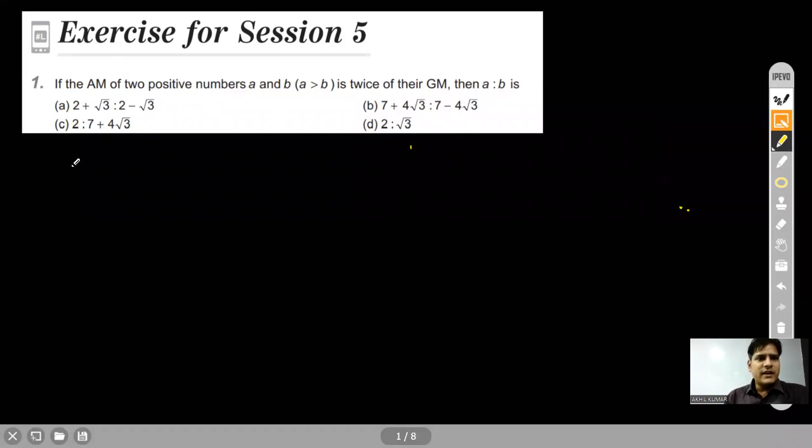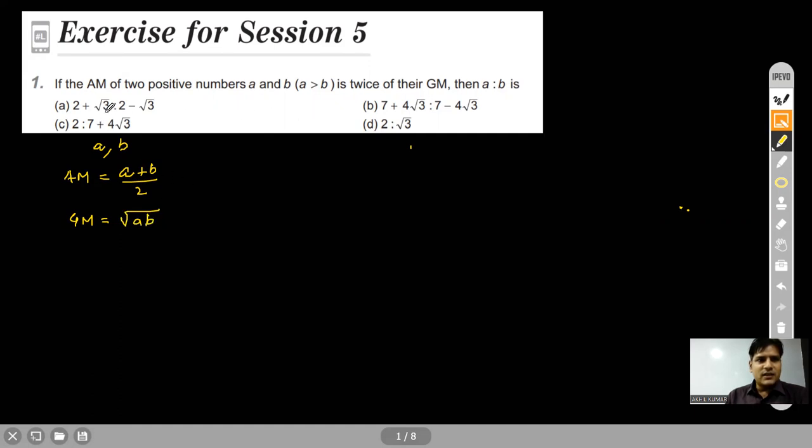So it is saying, if the AM of two positive numbers A and B is twice of their GM. Okay, so two numbers are there, A and B. So what will be the arithmetic mean of these two numbers? It will be A plus B upon 2. And what will be the geometric mean? Geometric mean of these two numbers will be under root AB.